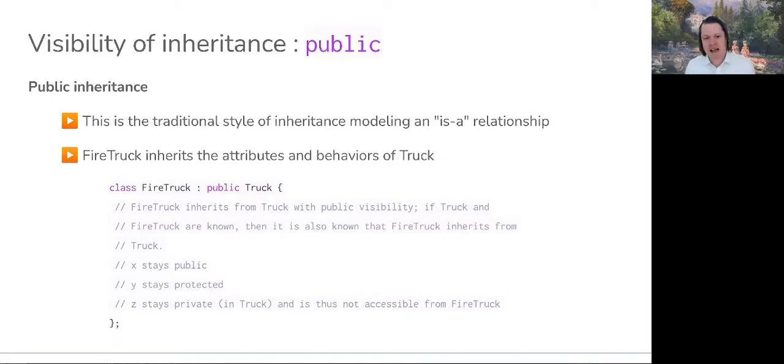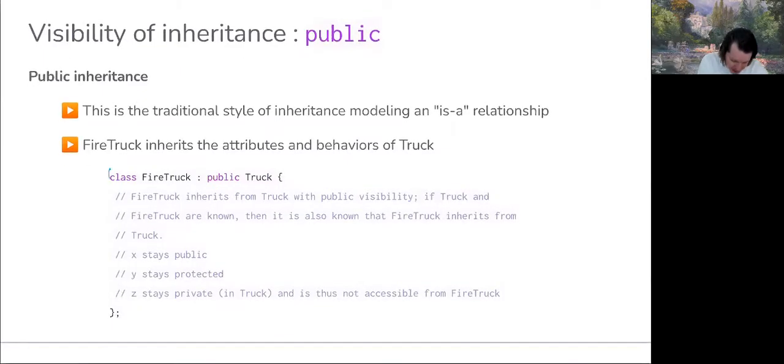So if we want to say that fire truck is going to inherit the attributes and behaviors of truck, that is, fire truck is a truck, we do the following. Now, here's what you've seen before, our class declaration saying, hey, we're introducing a new type. It's called fire truck. Now we see this colon followed by the mode of inheritance, followed by the type that we're inheriting from, in this case, truck.